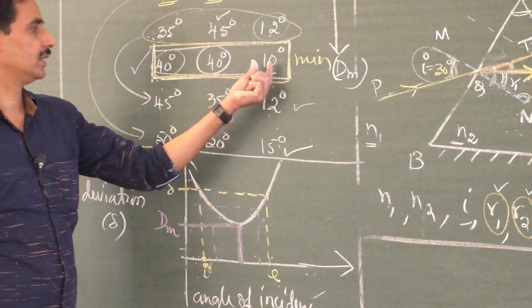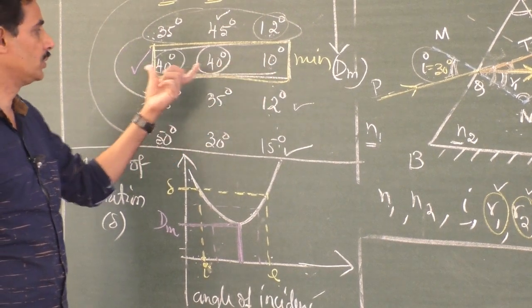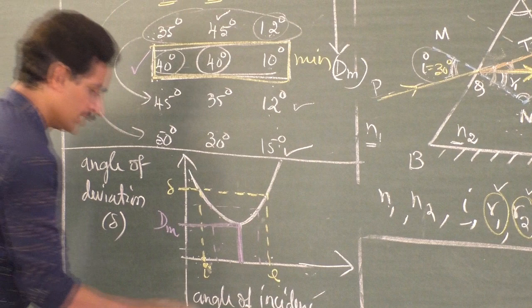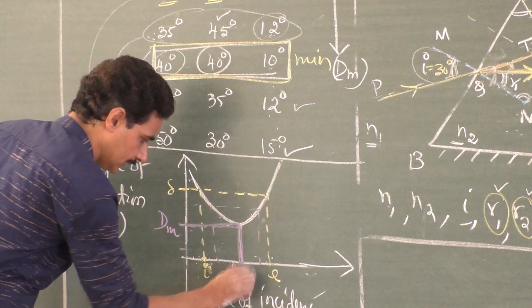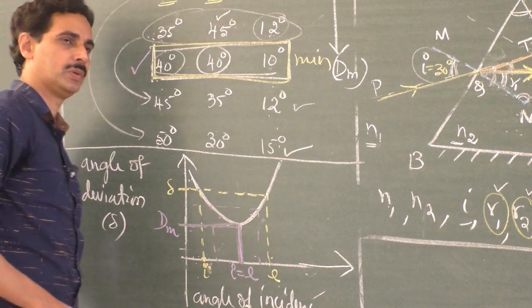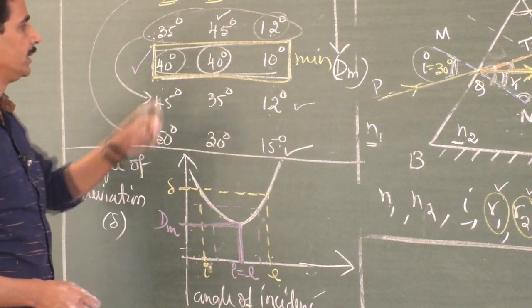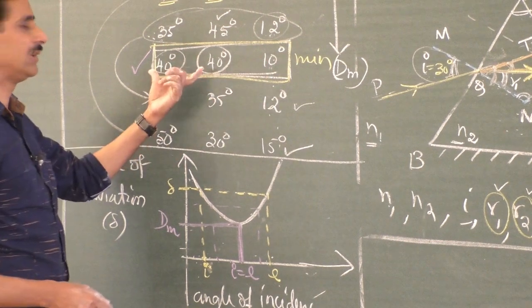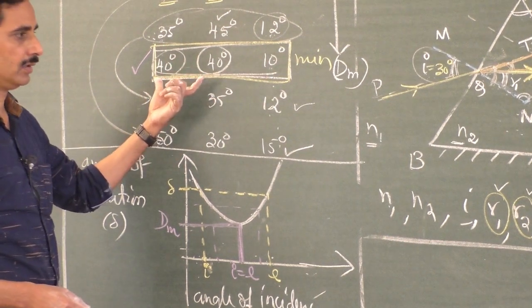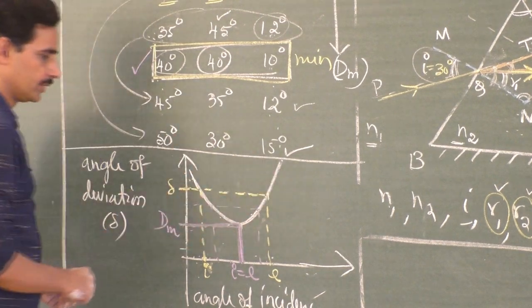This angle of deviation, the minimum value of deviation, has been obtained for two angles of incidence which are equal. So shall I write I equal to E here? They have become equal. So that part is also important. Angle of deviation will be minimum when angle of incidence and emergence are equal. So you have to draw this graph.